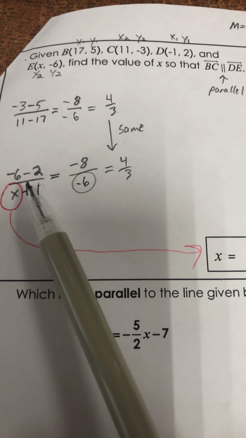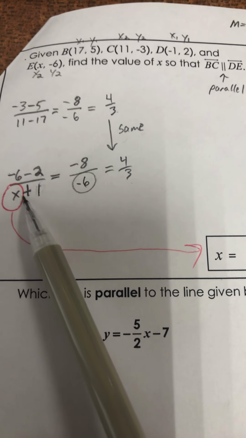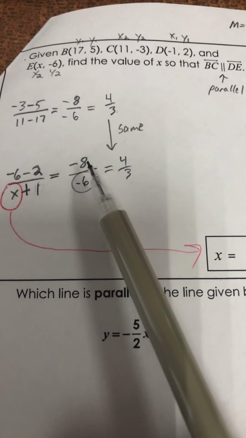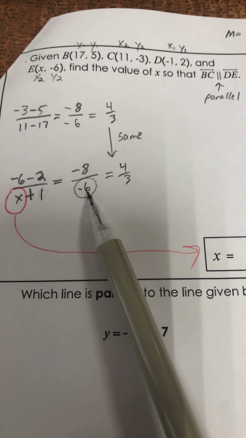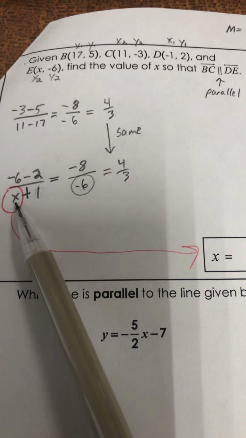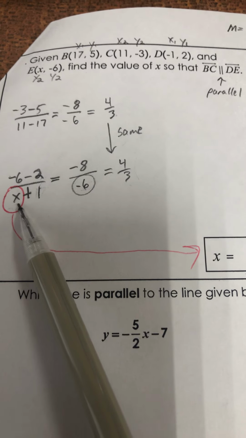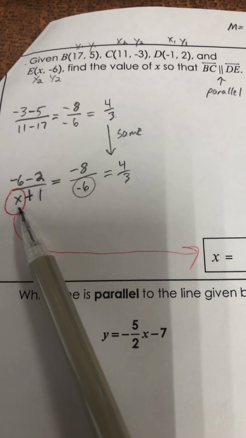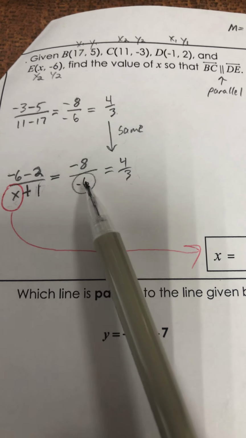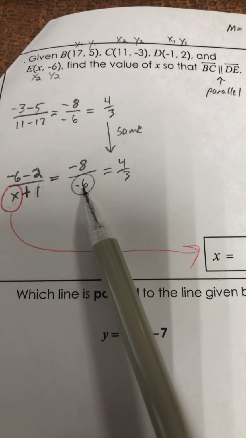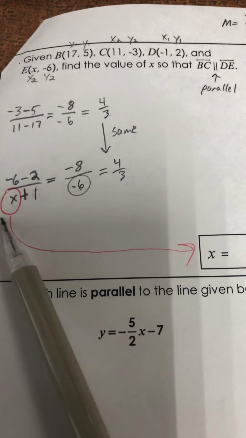So I set up my CD, but there's an X value here. And as you're working it out, you'll notice that in order for it to be the same, this number down here needs to be a -6. So in other words, what number X is going to make that X plus 1 equal a -6? So then this becomes 4/3. That's going to be your answer.